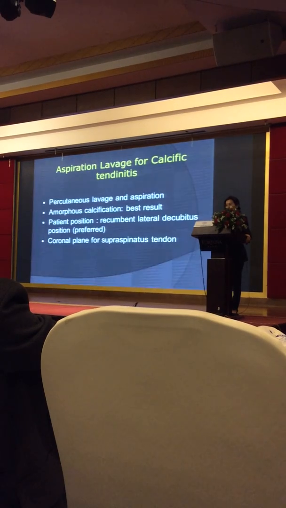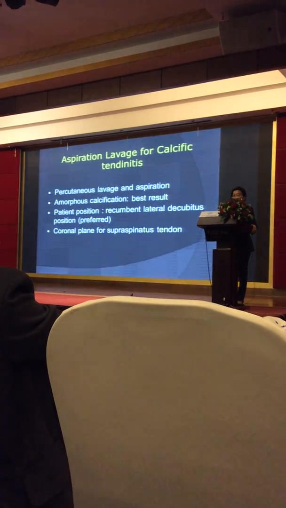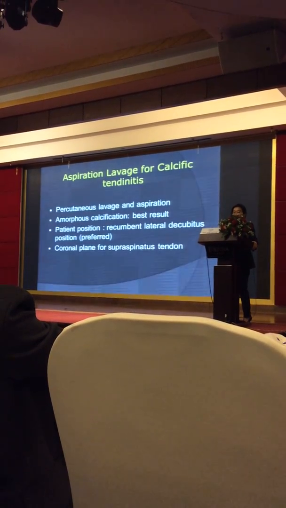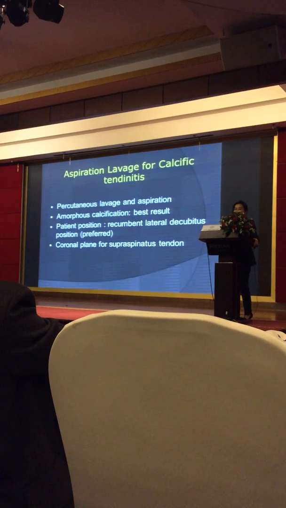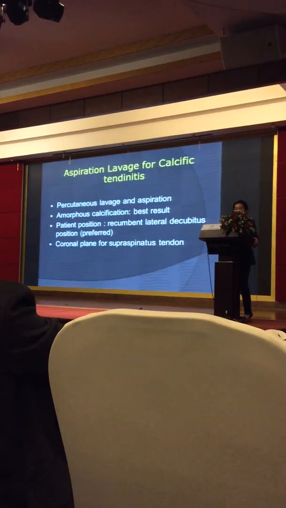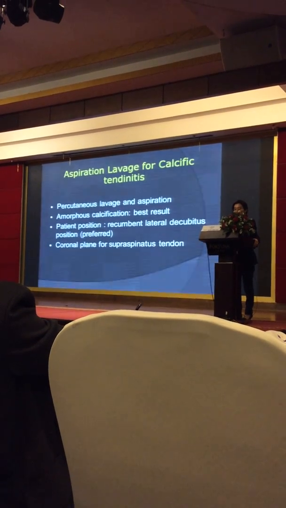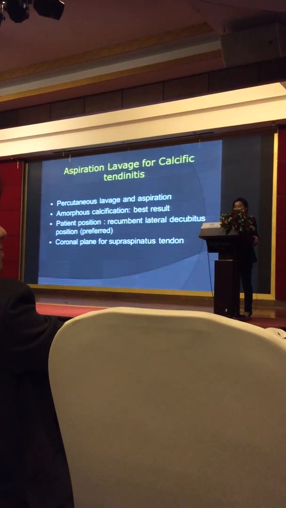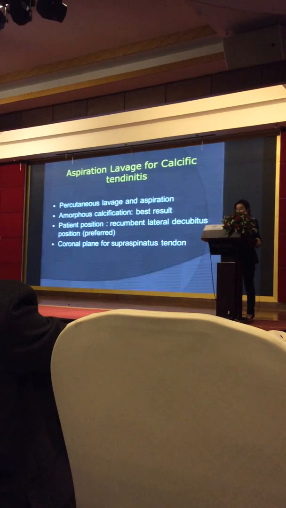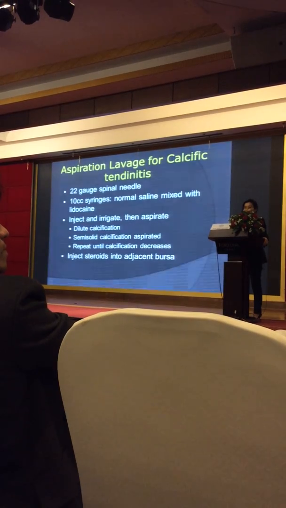Sometimes you have the patient sitting, but in my early days I used to do this with patients sitting, and I've had patients faint on me. Especially young men, I've had young men fall down when I try to do this procedure, even before I put the needle in. So after that, I always have the patients lying down in a recumbent lateral decubitus position. Use the coronal plane for the supraspinatus tendon. Usually use a 22 gauge spinal needle.